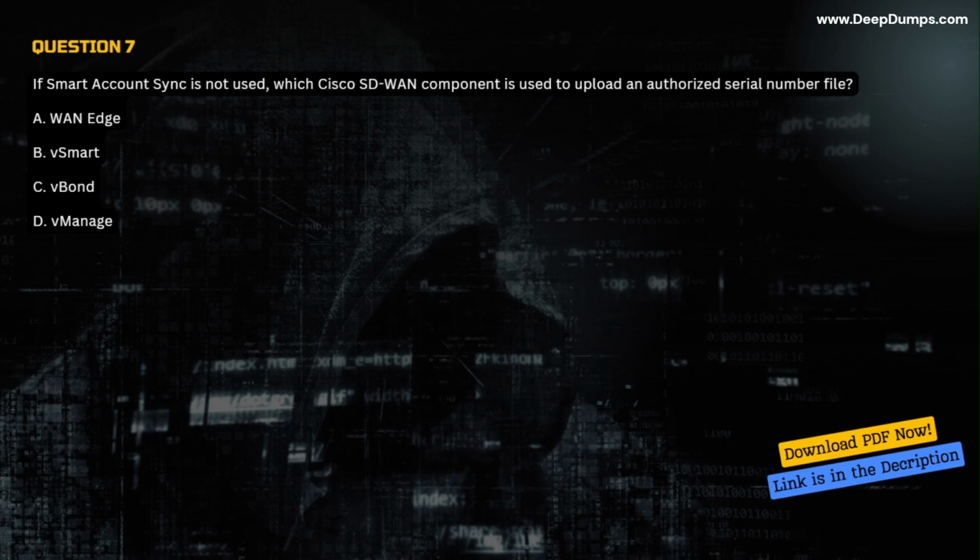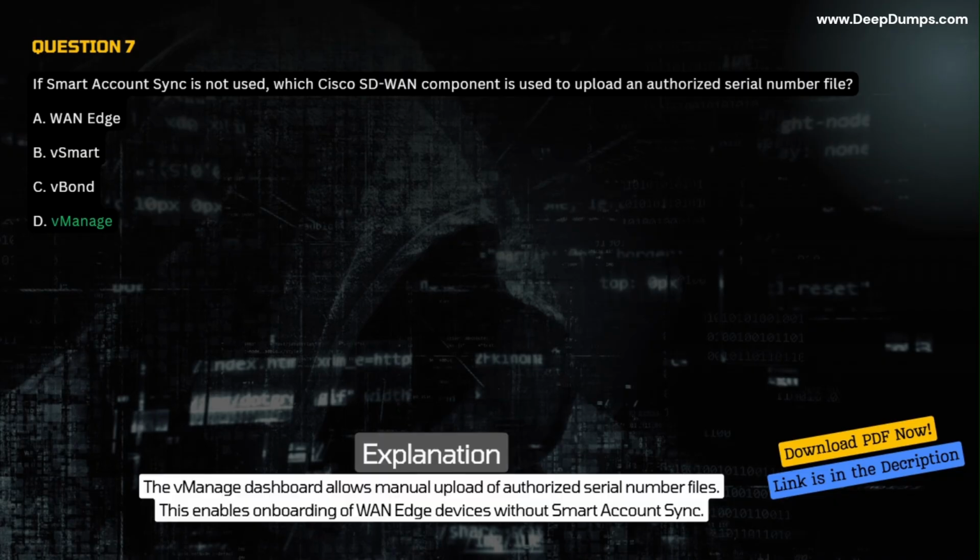Question 7. If Smart Account Sync is not used, which Cisco SD-WAN component is used to upload an authorized serial number file? A. WAN Edge. B. vSmart. C. vBond. D. vManage. Correct answer D. vManage. Explanation. The vManage dashboard allows manual upload of authorized serial number files. This enables onboarding of WAN edge devices without Smart Account Sync.